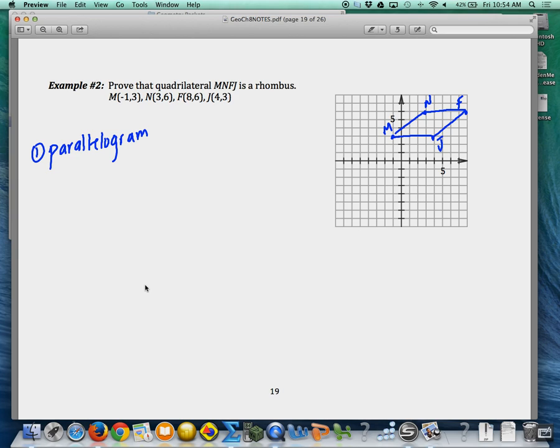Midpoint. Yeah. Do you remember that the diagonals bisect each other? So that involves finding the midpoint. Okay, so we're going to find the midpoint of the first diagonal, which is MF.